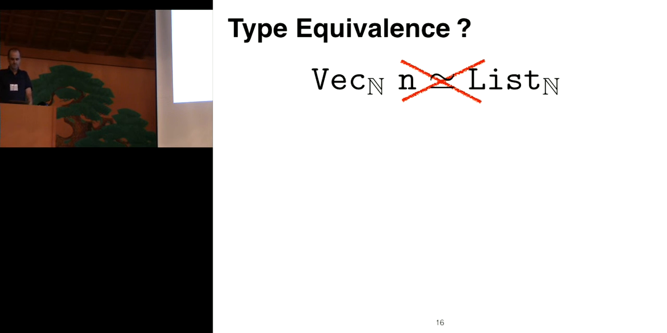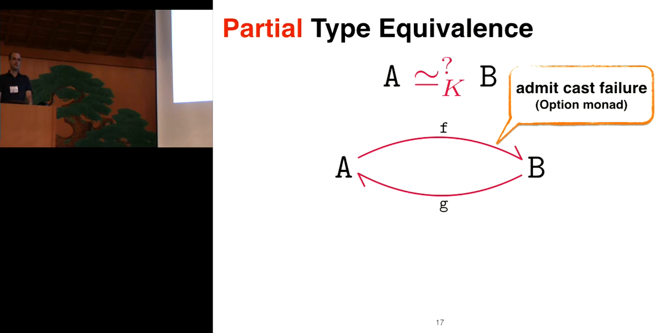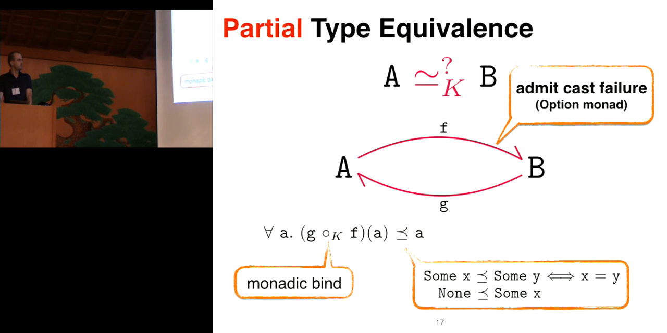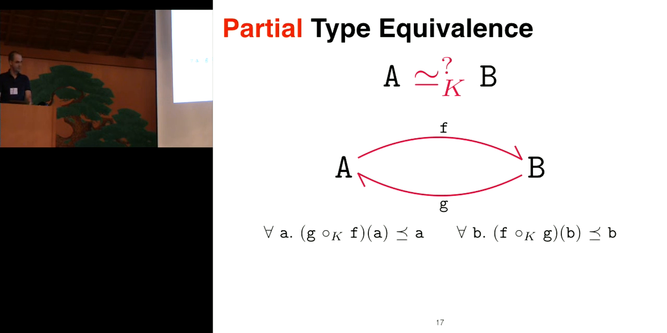However, they're also not different beasts, so there has to be some notion of partial type equivalence to relate both types. Basically, we characterize that by relaxing the framework a bit and allowing the morphisms to be partial and therefore admit cast failure, so that you can see that as functions over the option monad. And here the equations are a bit relaxed in the sense that first they use the monadic composition, and second they don't require equality. They use this partial order, which is the extension of equality up to failure. The other equation is the same.